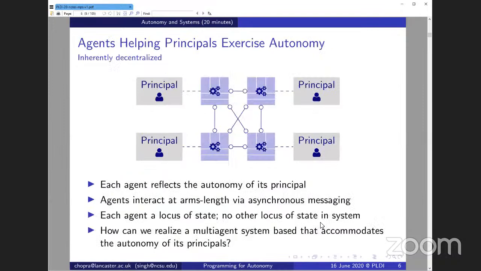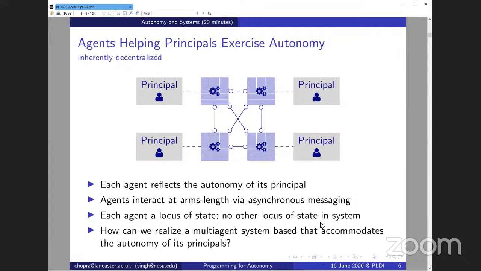Now, we, being computer scientists, flip that around. We are not just interested in principals talking to each other supported by software. We really have the software being more intelligent. So the software boxes are communicating with each other, each of them helping a principal.